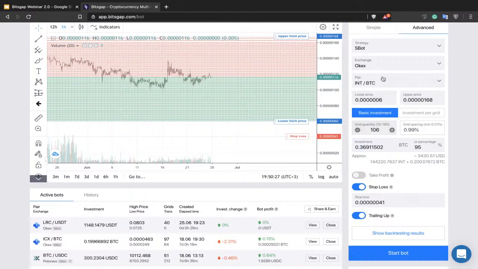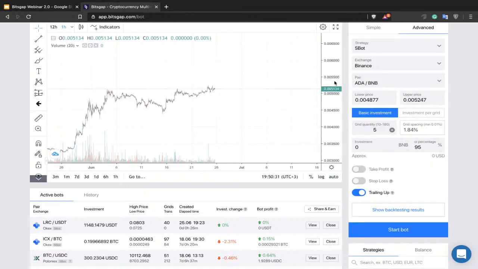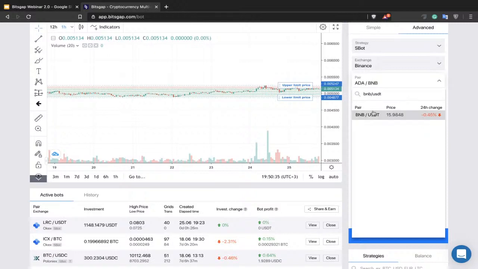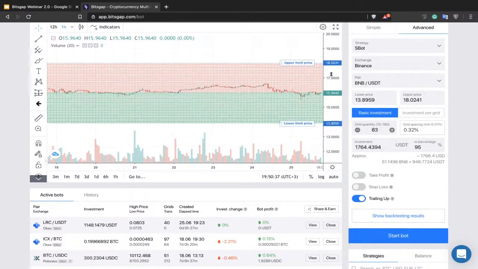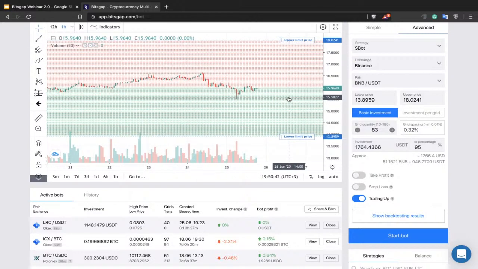And for instance, on Binance, and let's say it's BNB trading to USDT. So for that cryptocurrency pair, the minimum trade size for one limit order is 10 USDT. So you must take into account that for each grid level it's 10 USDT of the investment allocation.